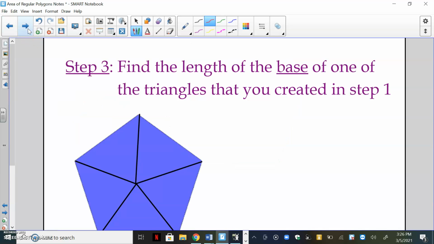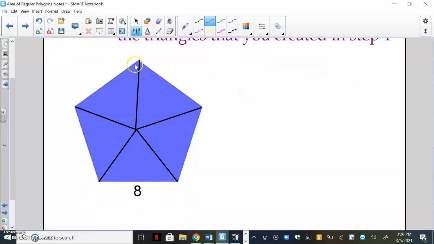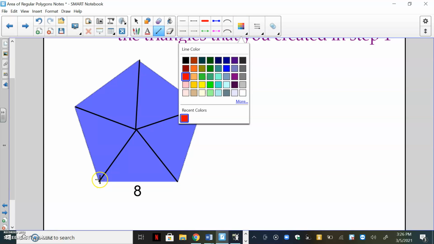On to step 3. Find the length of the base of one of the triangles that you created in step 1. Typically we just stick to this bottom triangle. The base of the triangle, and let's go ahead and highlight this triangle that we're paying attention to here.